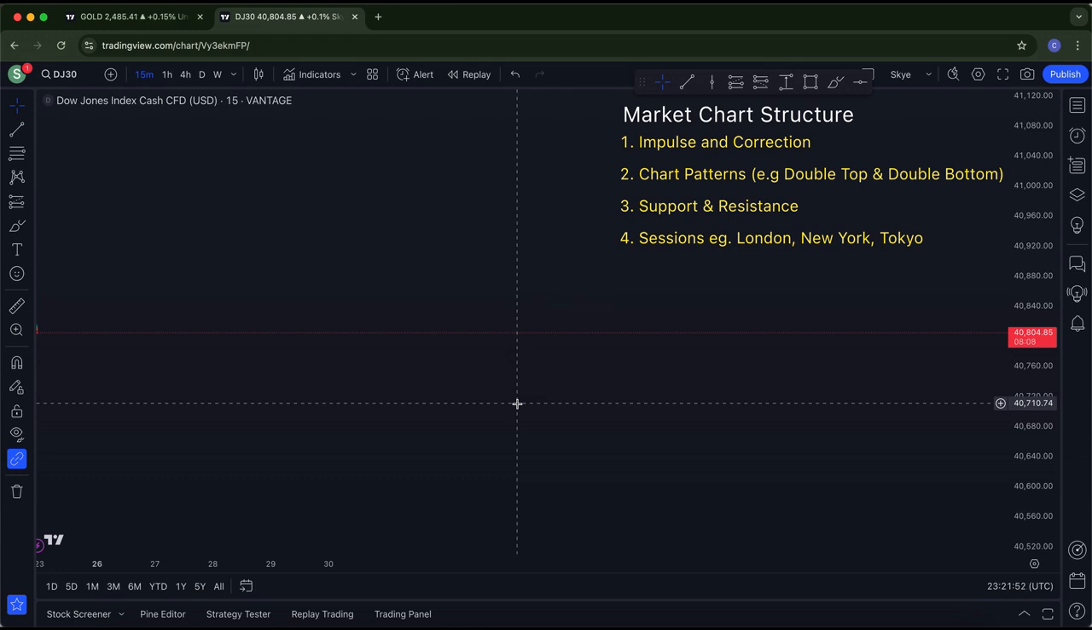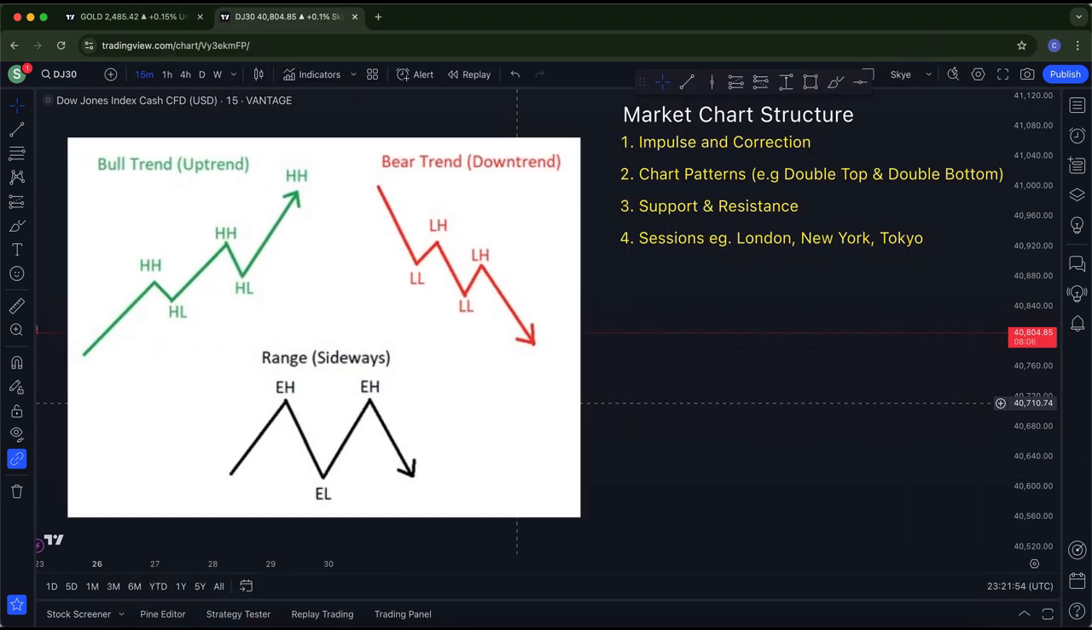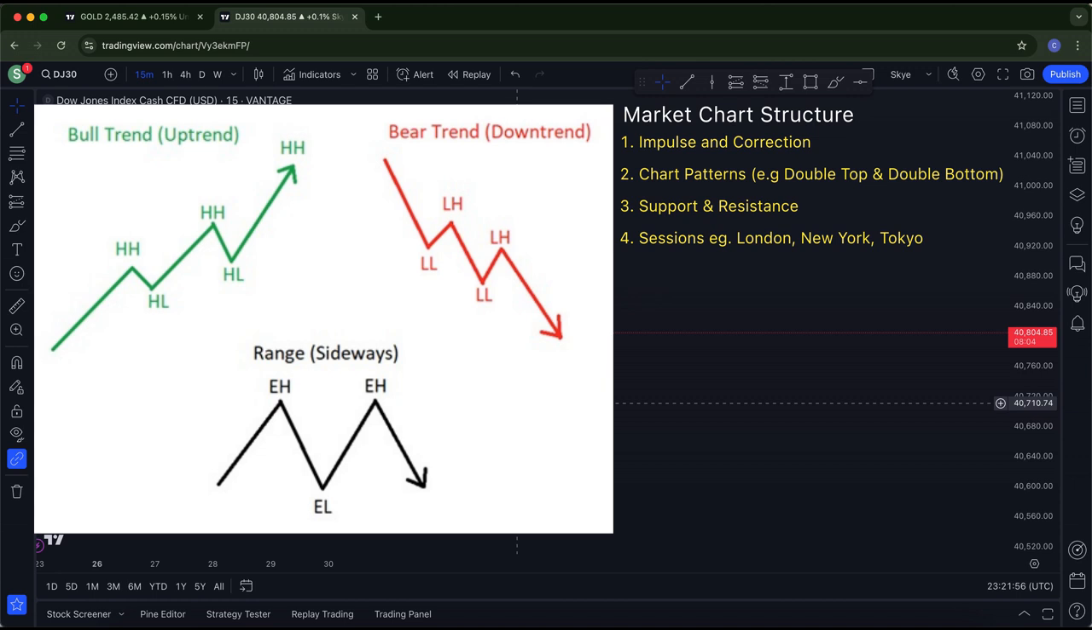So what is market structure? This refers to the way price movements are displayed on a market chart. It's like a visual roadmap that helps traders understand the market's behavior over time. This structure includes various patterns, trends, and formations that can be analyzed to identify potential trading opportunities.